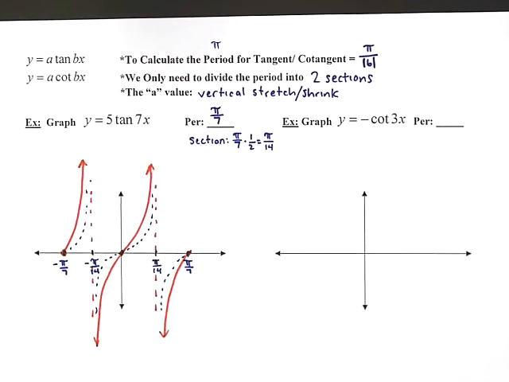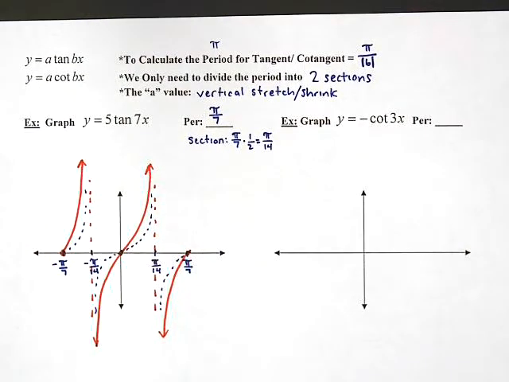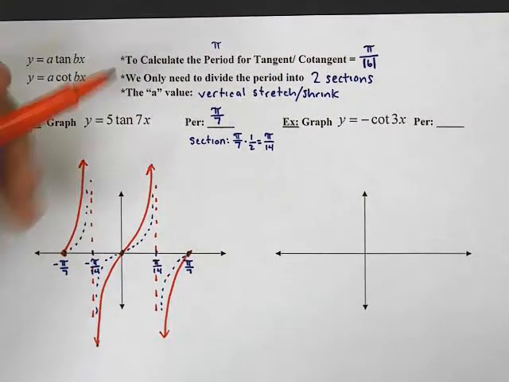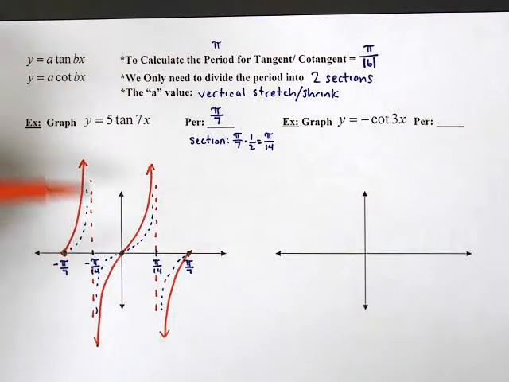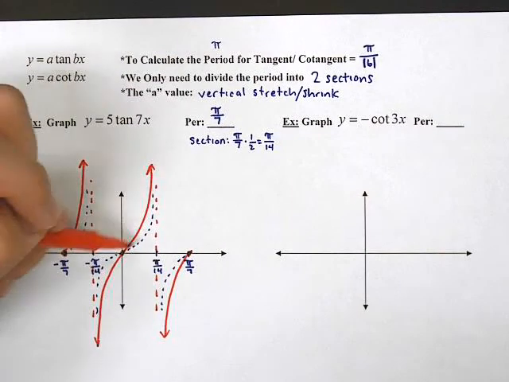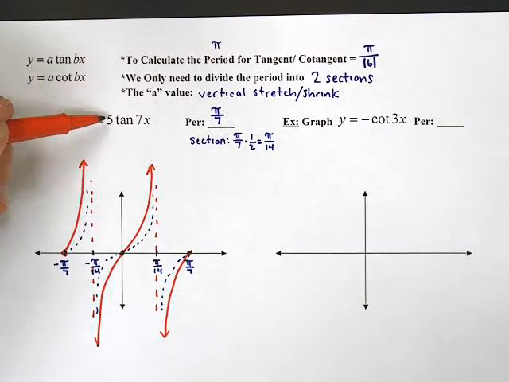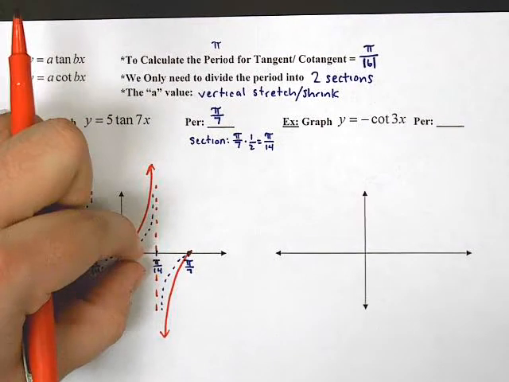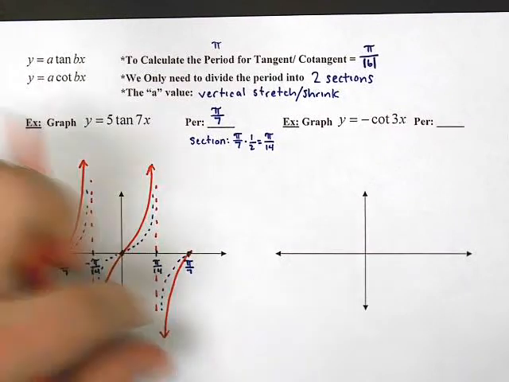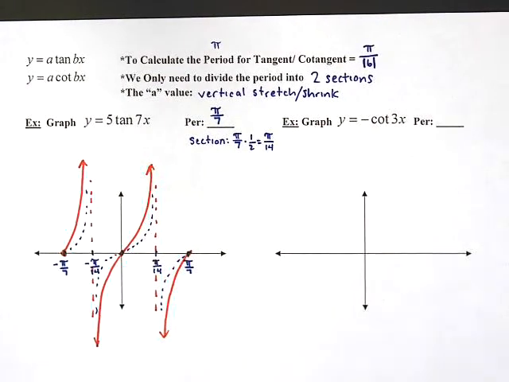Okay? Hopefully that makes sense. And this is all I need to see to show me that there's a stretch. If you show me a dashed normal curve, or the normal tangent, and then I know there's a stretch of 5, well then that's just going to be stretched out a little bit everywhere. Okay? Cool. Alright, let's take a look at the next one.